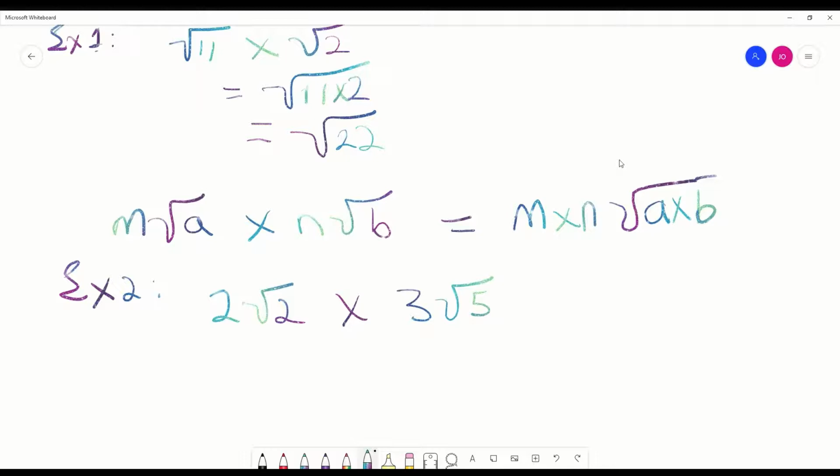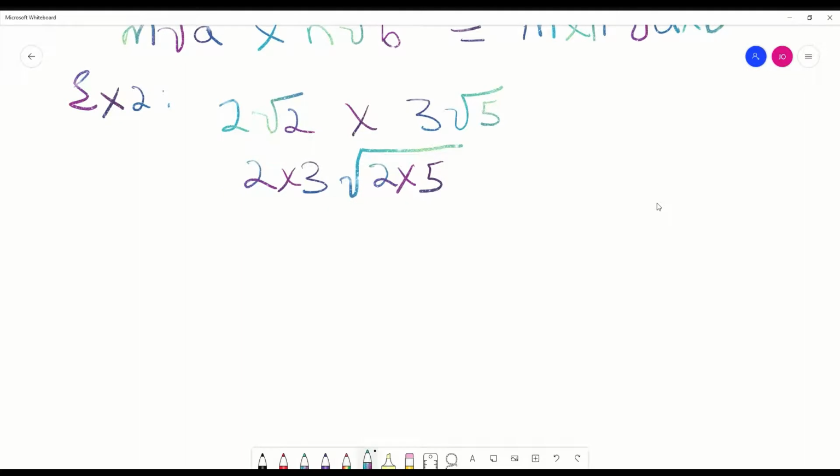Following this same principle, we multiply the integers and multiply the square root numbers. So we have 2 times 3, and we have the root of 2 times 5. In this case, 2 times 3 gives us 6, and 2 times 5 gives us 10. So here we have 6 root 10. That's quite interesting.